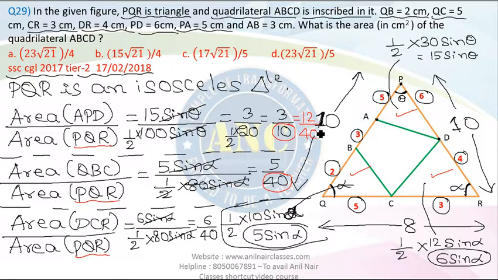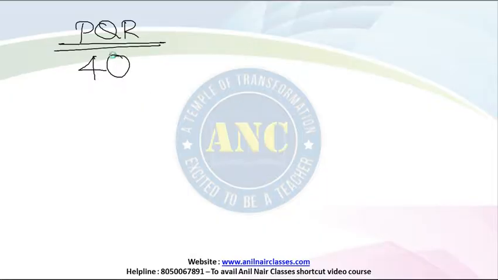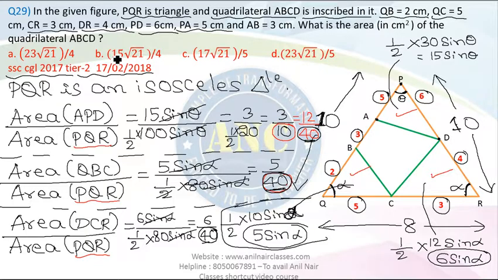That means the first triangle is 12 by 40. The second pair of triangle is 5 by 40. The third pair of triangle is 6 by 40. That means can I say that in all the cases I made the denominator same as 40. That means if the area of triangle PQR is 40, then the area of this smaller triangle PAD or APD will be how much?